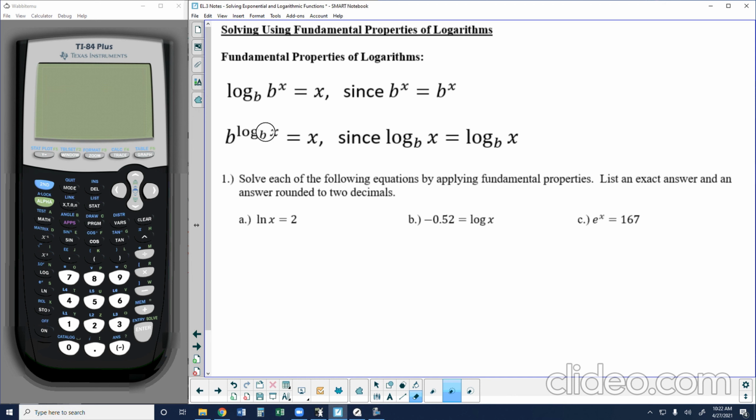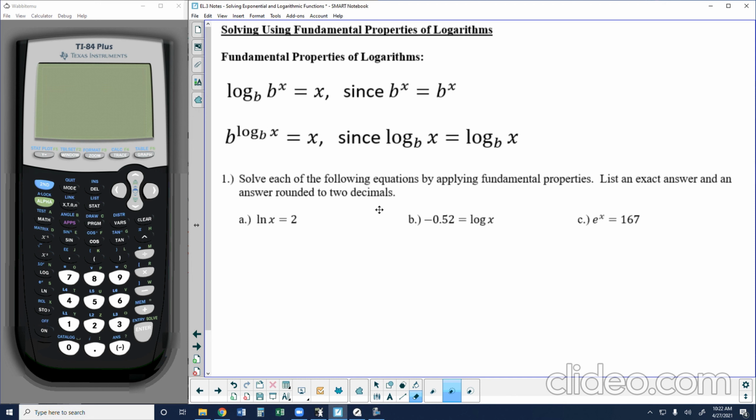So if I have log base b of x, and notice again, x is the input variable of the logarithm, if I want to get x by itself out of that logarithm, I can use an exponential function with the same base as my logarithm. So let's take a look at some examples of this.